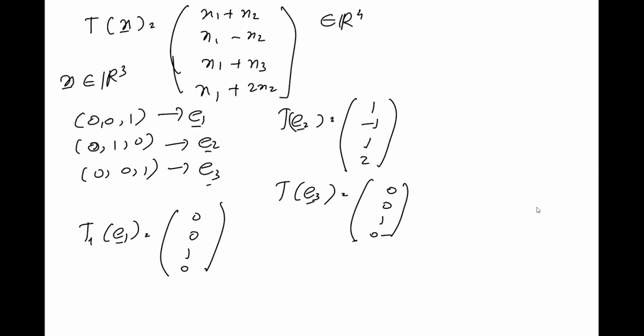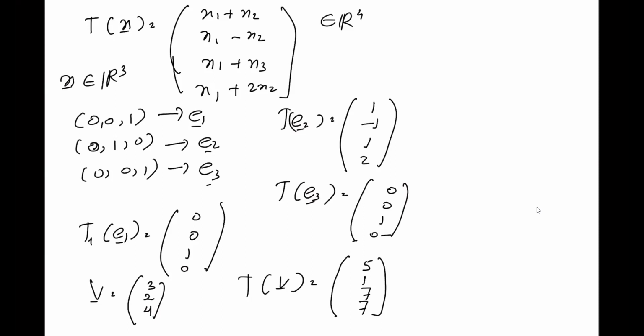Then if I consider some vector, something like this, I get vector 3, 2, 4. If I get the transformation of this, I can get 3 plus 2, 5, 3 minus 2, 1, 3 plus 4, 7. Then 3 plus 2, 2x2 means 3 plus 4, it is again 7.